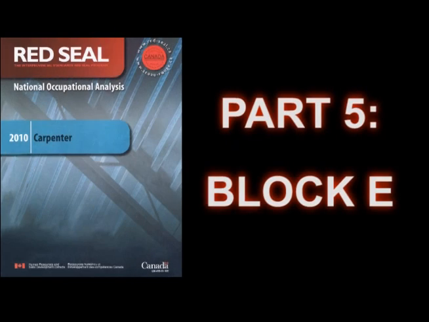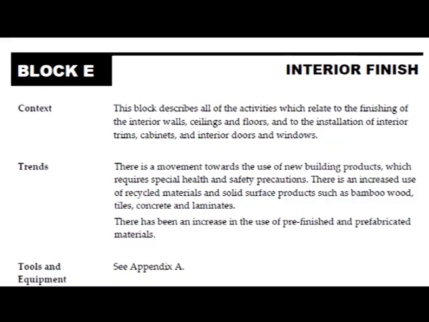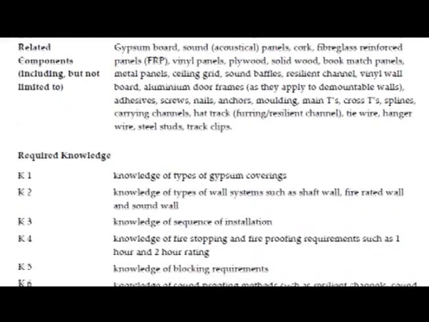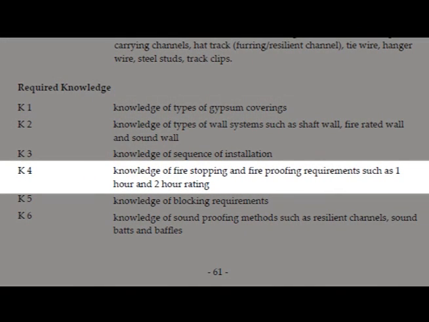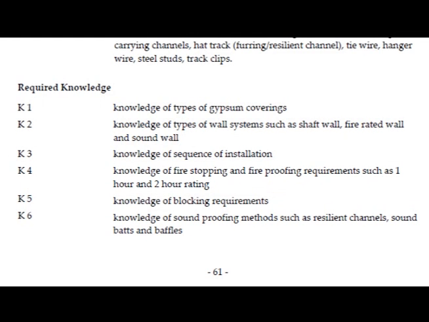Let's skip ahead to Block E, interior finish. We'll look at K4. And this is a reference to the code. It says here, knowledge of fire stopping, fireproofing requirements such as 1 and 2 hour rating. This is an indicator that if you don't know about fire ratings on products, you should find out about it.